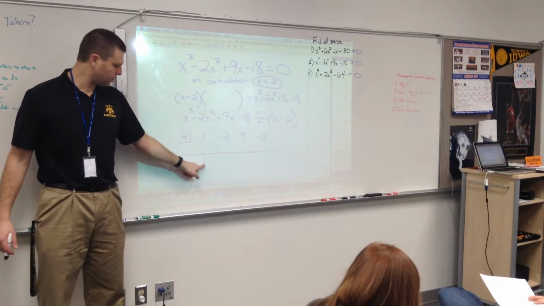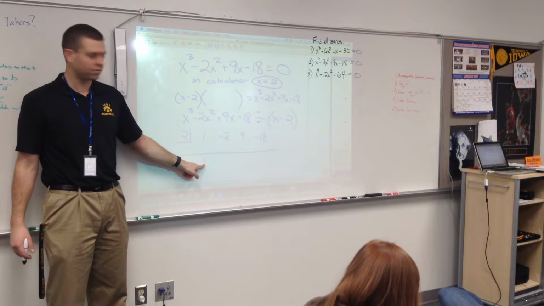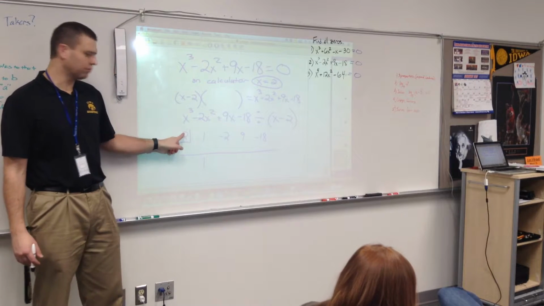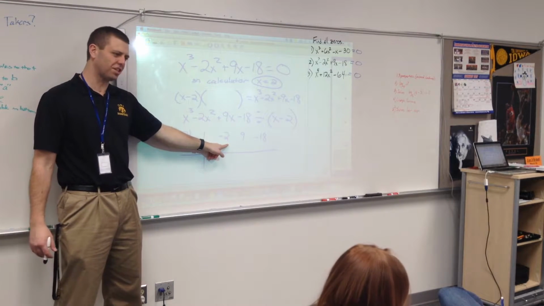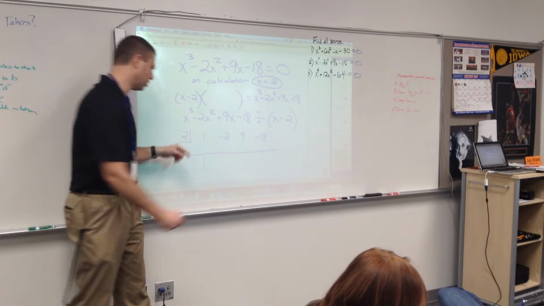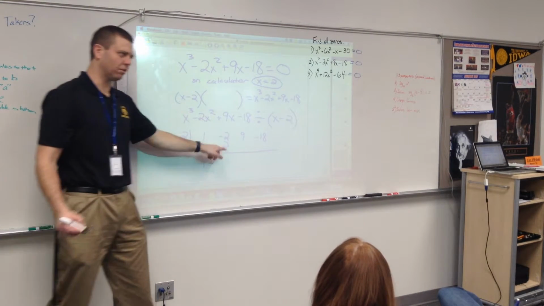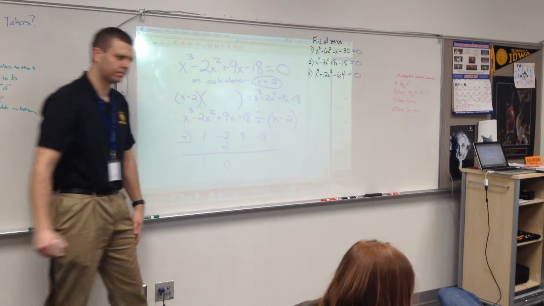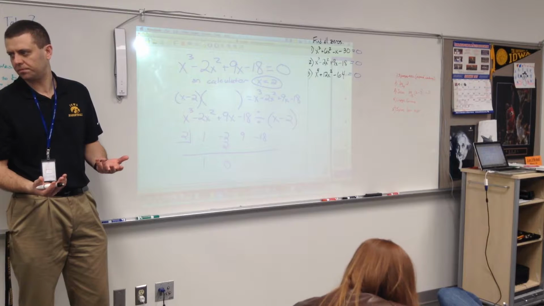You take the leading coefficient, you drop it below the line. Take notes as you need to. Take that number times what's inside the box and put it just underneath that next number, that next coefficient. So 1 times 2 is 2, I put it right here, and then I add those numbers together. Negative 2 plus 2 is 0. And then I repeat the process.